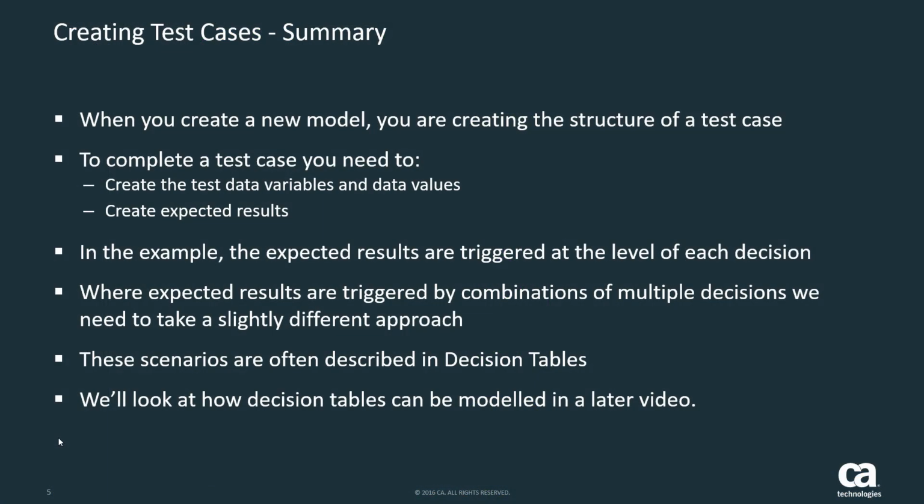So let's just summarize what we've done here. When you create a new model, you're creating, in effect, the structure of a test case, the path through the model itself. And in order to complete the test case, you need to create the test data variables and data values, which can be done for you, and then we append expected results to complete the test case. In our case that we just saw, we create an expected result only for the true outcomes. You could easily, of course, create expected outcomes for the false values of the 3 decisions. So the expected results are triggered at the level of each decision outcome.